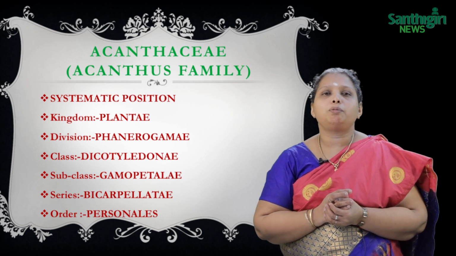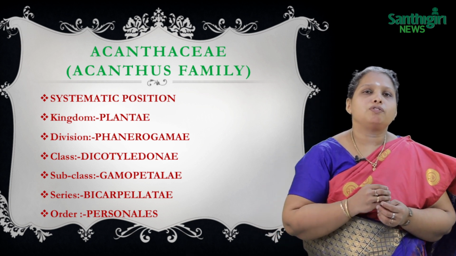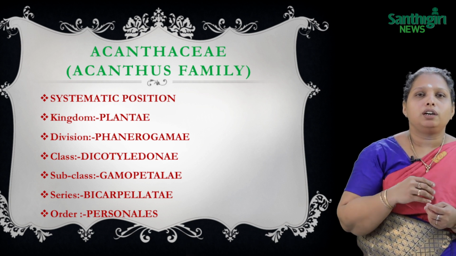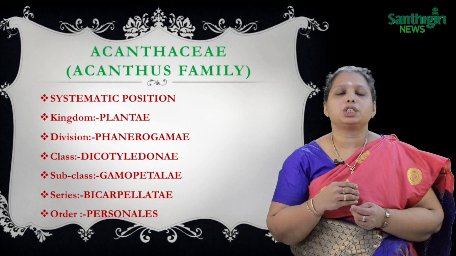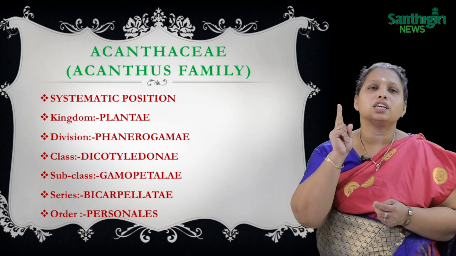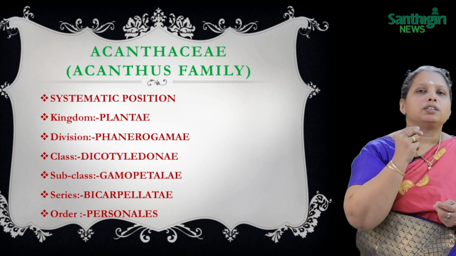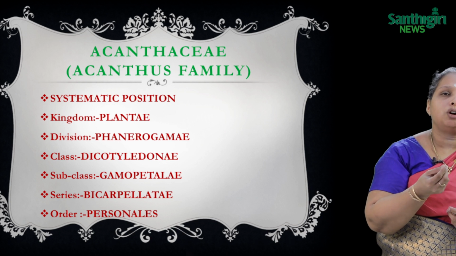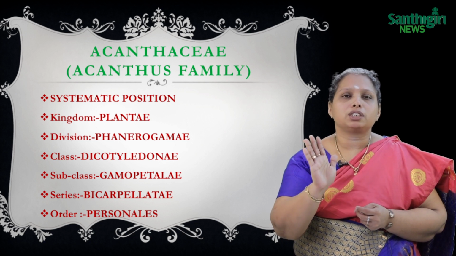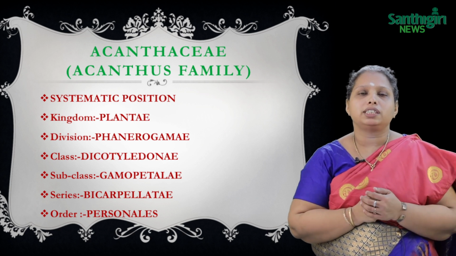Next is Gamopetalae. Gamopetalous corolla with epipetalous stamens, that is fused corolla with stamens attached to the corolla lobes. Then next characteristic feature is bicarpellate. You know the bicarpellate character, two carpels are present. Then stamens as many as corolla lobes or fewer than corolla lobes. That means there are 5 petals and 5 stamens, or 5 petals and 4 stamens present.